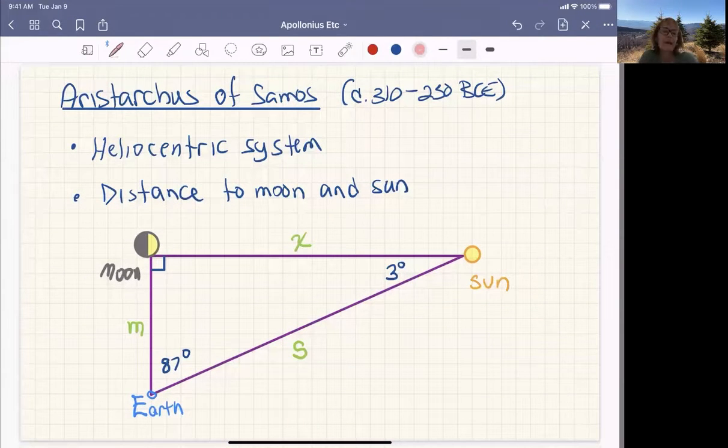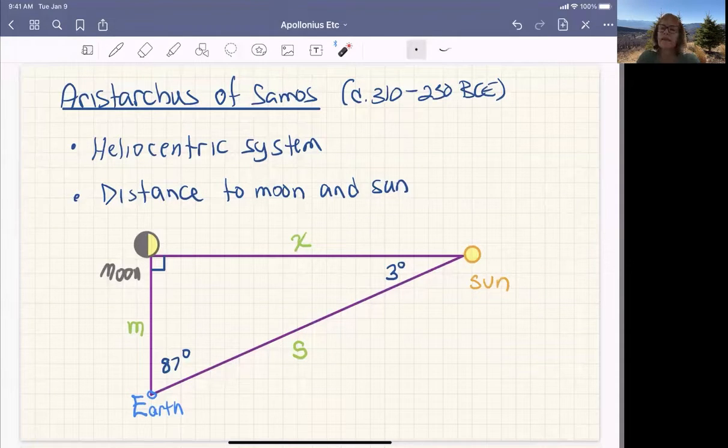Okay, so our next mathematician is Aristarchus of Samos. He lived about 310 to 250 BCE, and he's most famous for his astronomy. Now, he believed in a heliocentric system. So helios is sun. So he believed that the sun is in the center of the universe.